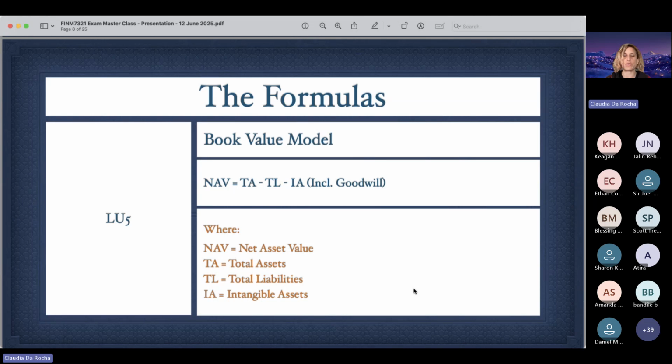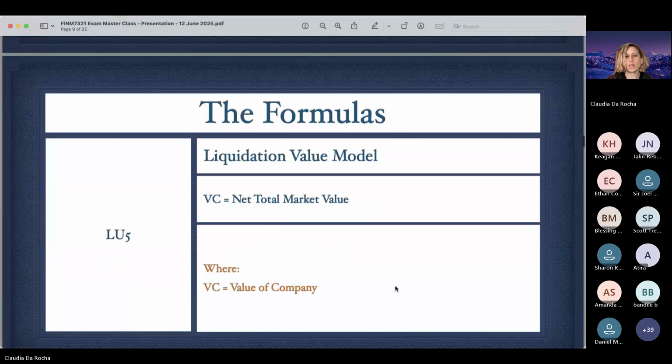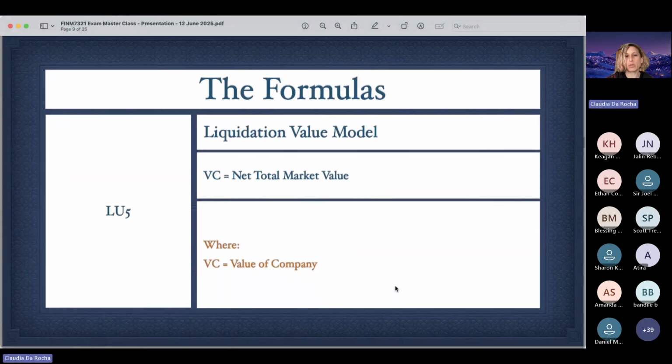So this is one of the methods that we will not go into in detail in terms of the application, but there are examples in your textbook that will help you with this. Okay, same thing with the liquidation value model, also quite a simple approach. You're trying to also work out the value of a company, and we literally work out the net.